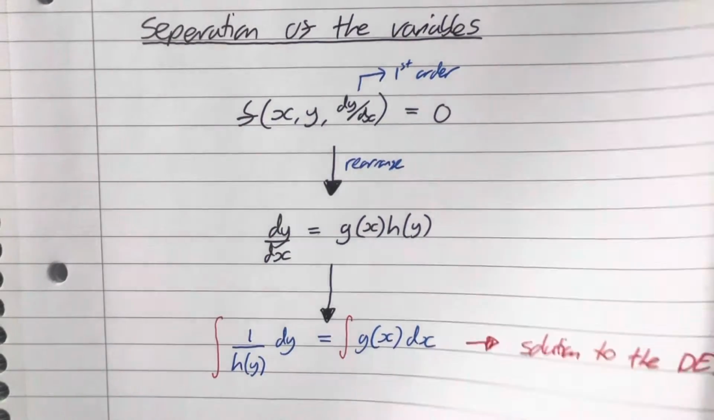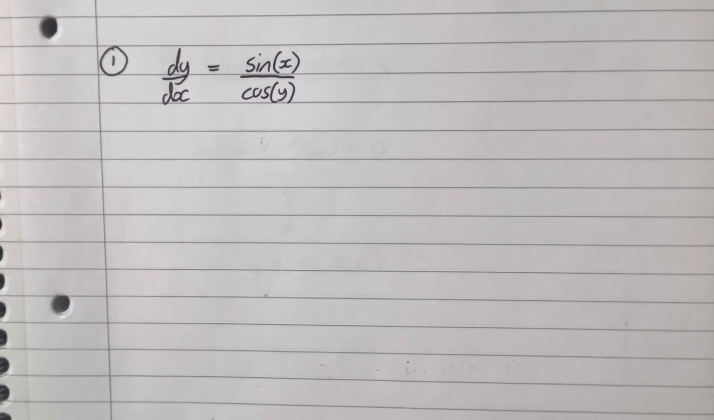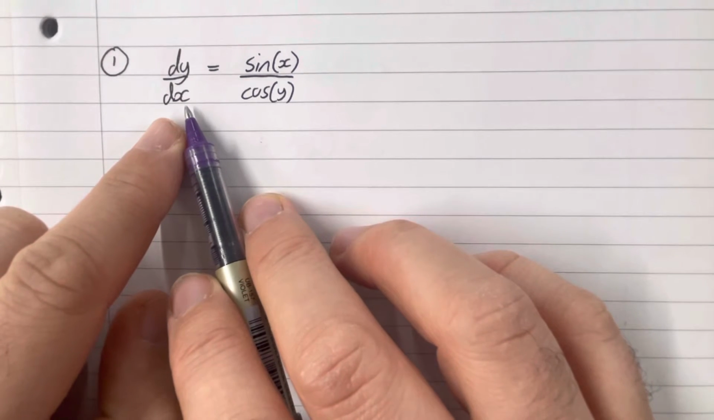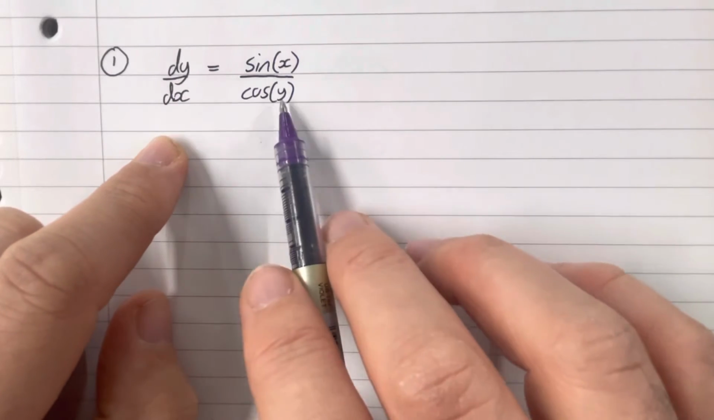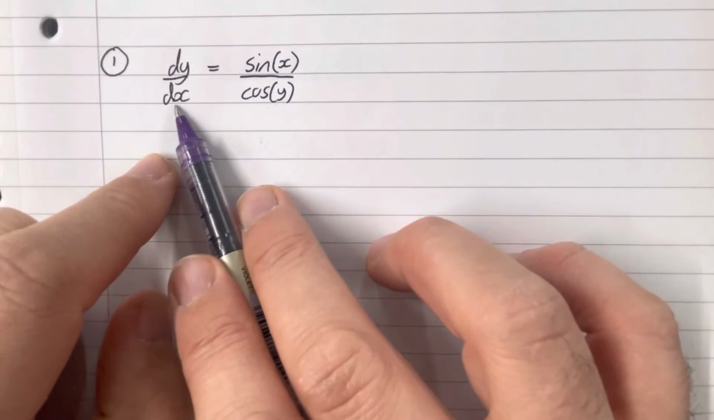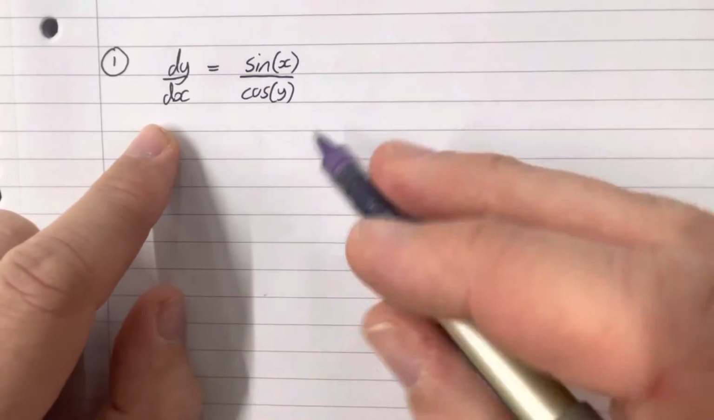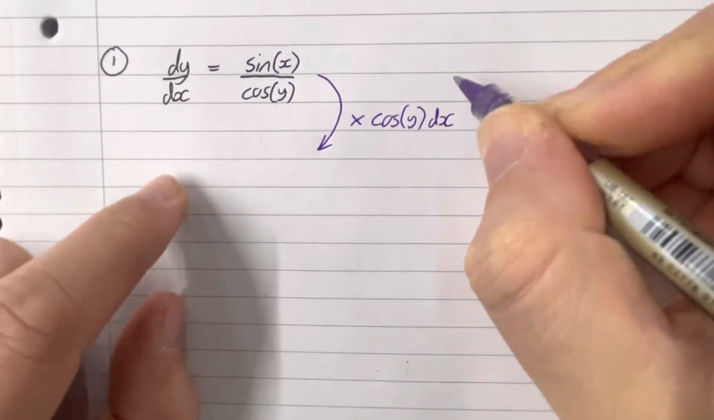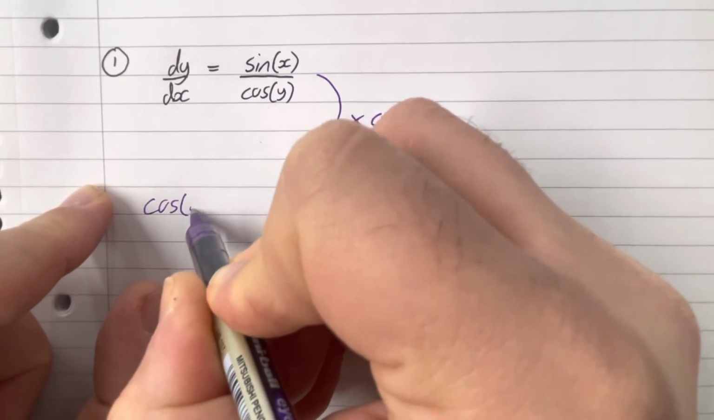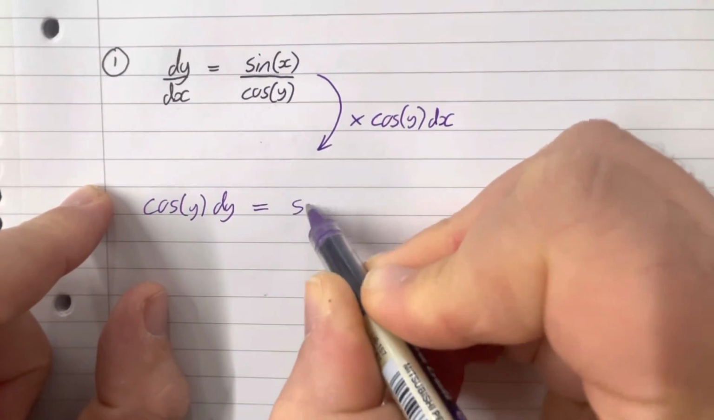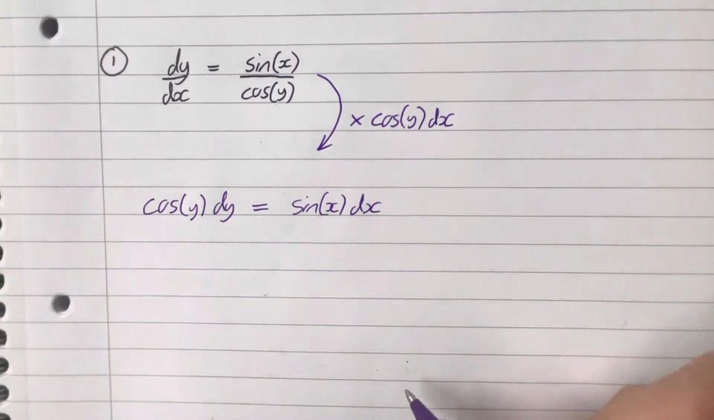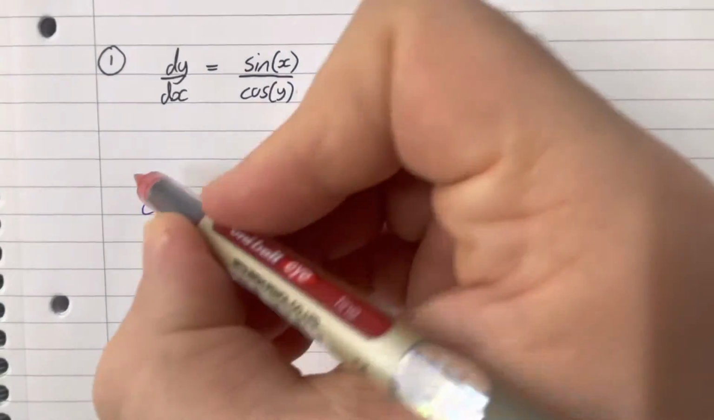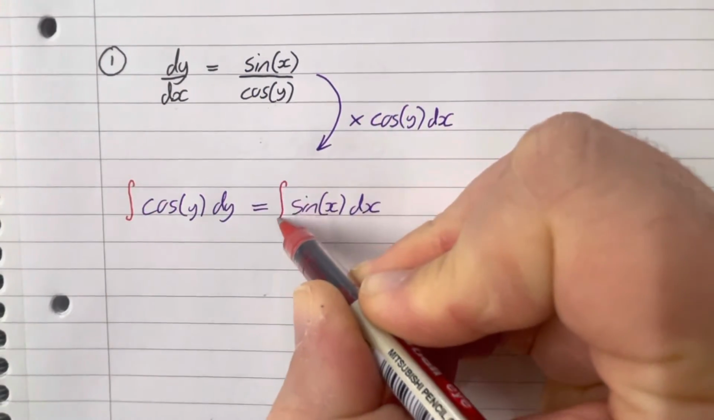Let's see this in action. We've got dy by dx is equal to sine of x divided by the cosine of y. We're going to separate the variables. We're going to times both sides of the equation by cos y to bring this up to the left, and times both sides by dx to bring this up to the right. Multiply by cos of y dx. That gives me cos of y dy equals sine of x dx. It doesn't make sense mathematically, so to make it make sense, we now put in our integration symbols, and now it does make sense.